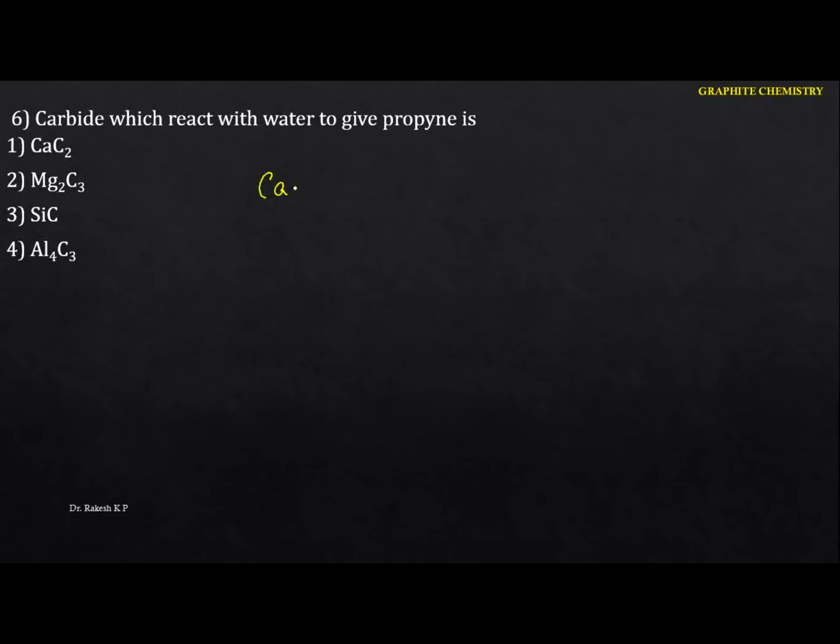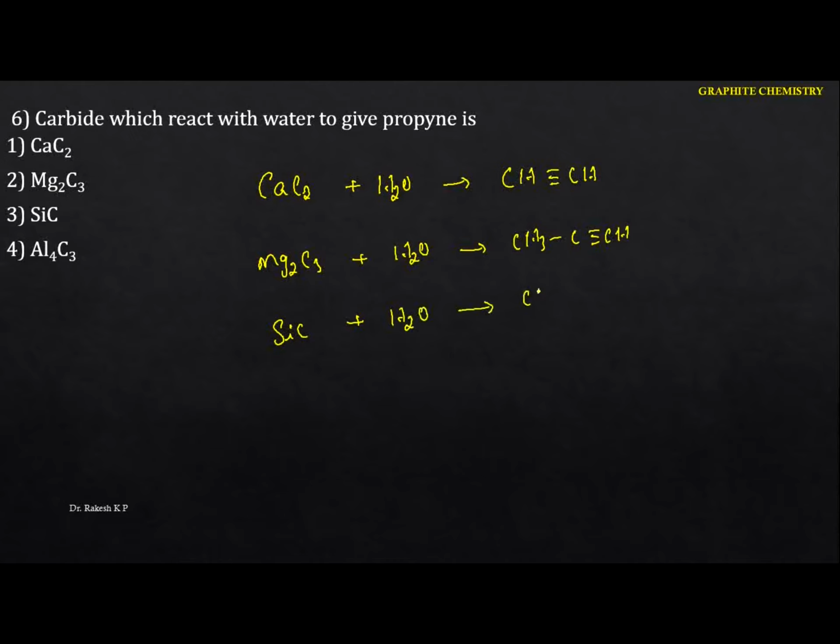Next, magnesium carbide, whenever it reacts with water, gives propane. Here our intention is to find which metal carbide gives propane. That means magnesium carbide. Let me check the next one, silicon carbide. When it reacts with water, we get methane. Similarly, if you take aluminium carbide, Al4C3, and do the hydrolysis, again we get methane.